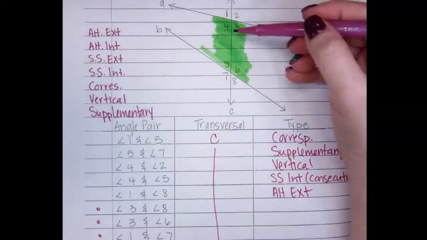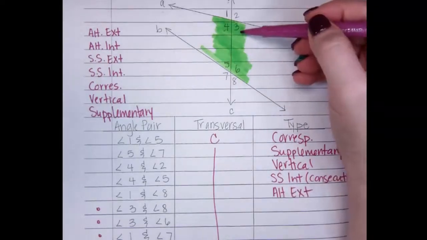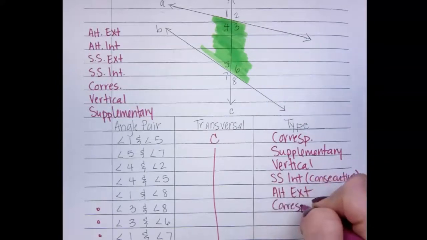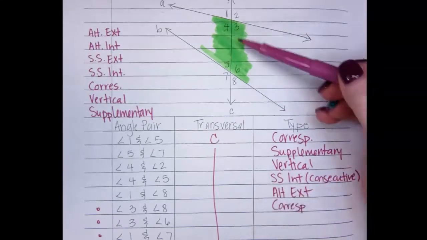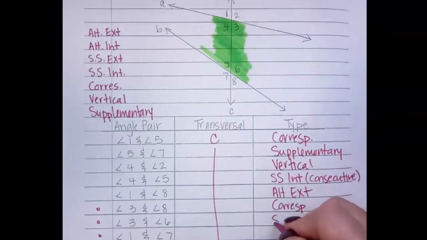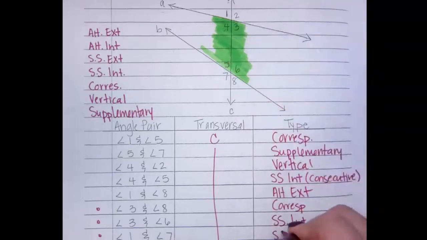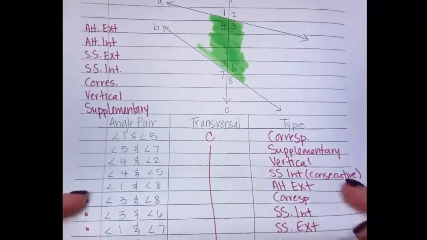All right, 3 and 8 are in the same position, bottom right, bottom right. They're called corresponding. 3 and 6 are same side interior. 1 and 7 are same side exterior. All right, we've got a few more. We're running out of space. Let's see if I can get these up here.